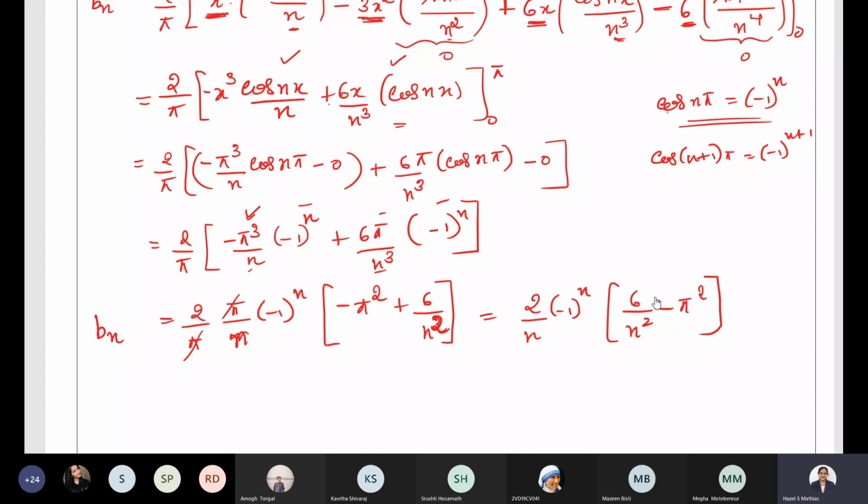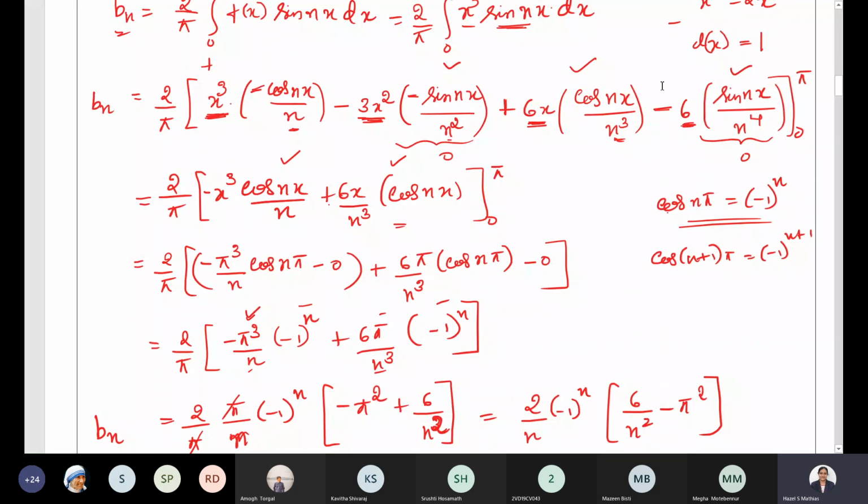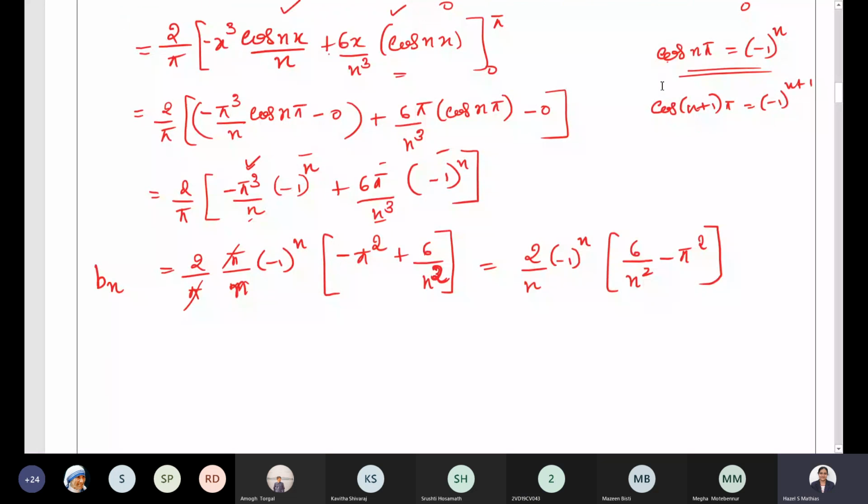Ma'am, you said sin 0 will be 1. No, who said? Sin pi and sin 0. This you have learnt in your plus 2 classes. Sin pi value is 0, sin 0 value is also 0. Cos 0 value is 1. And cos n pi depends on the value of n, whether it is even or odd. If it is even, you will have plus 1 value. If it is odd, you will have a minus 1 value.